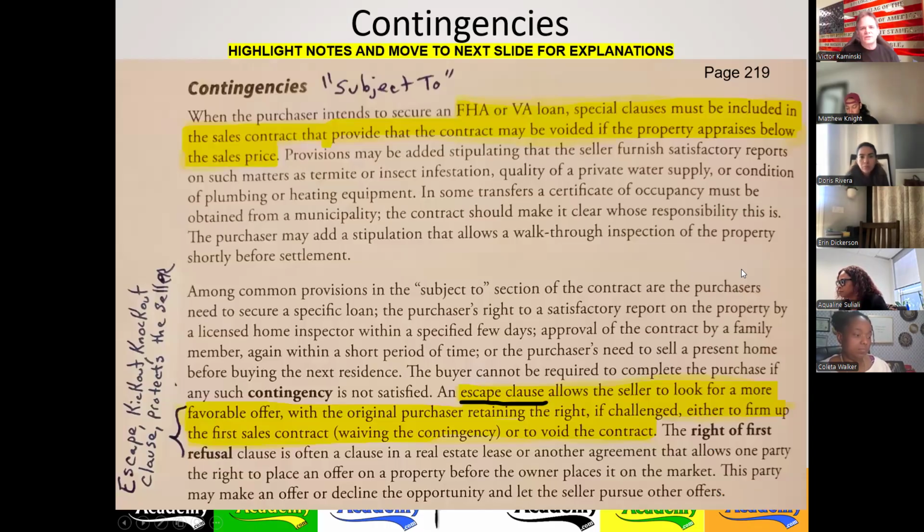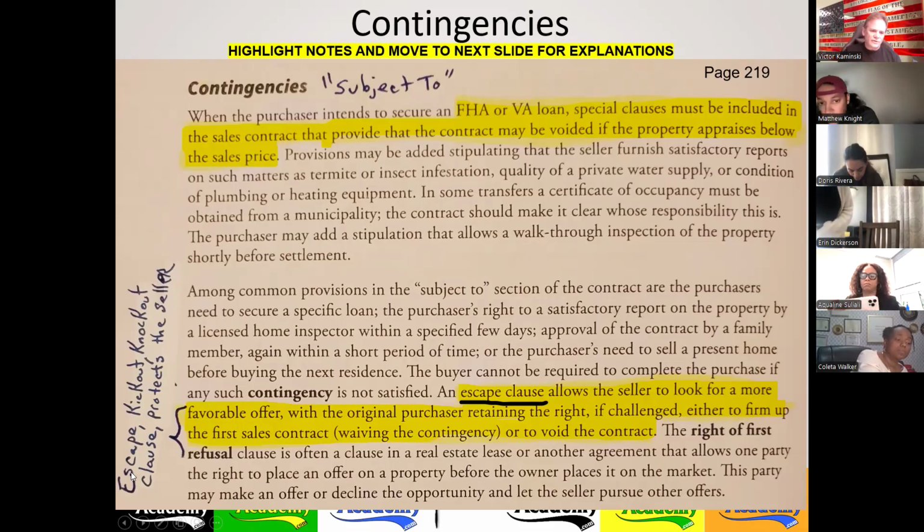All right, so let's write here on page 219 what a contingency is. Let's highlight the FHA and VA loan contingency, because that you will absolutely need to know for exams. And then we'll highlight down here the escape clause, what that is. And I wrote a little note on the side that an escape clause is also known as a kick-out or knockout clause that protects the seller.